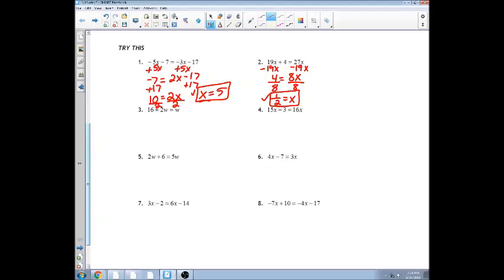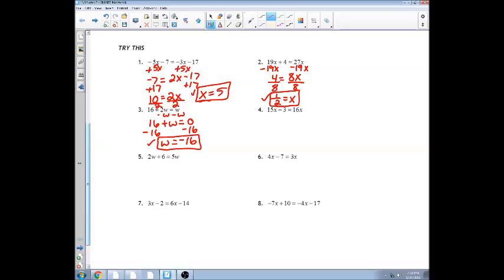Personally, what I like to do, again, is keep my variable positive as much as possible. So I'm going to subtract the w over to here. 16 would be 2w minus w, which would be positive 1w. Now I'd have to subtract my 16 to get w by itself. So w would equal negative 16. And again, I have checked this earlier, so we're good.